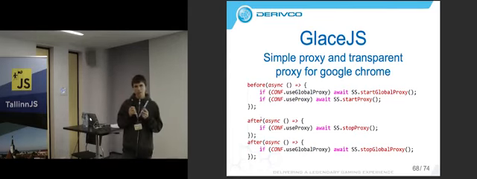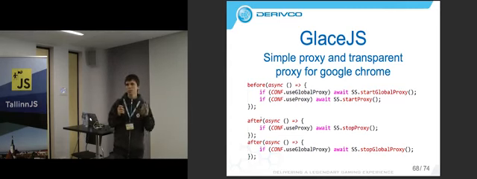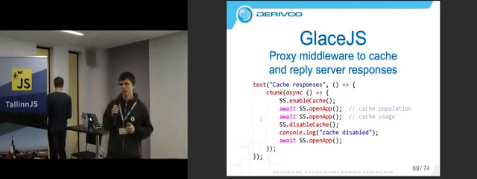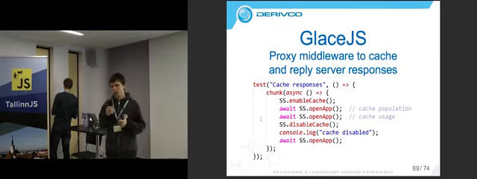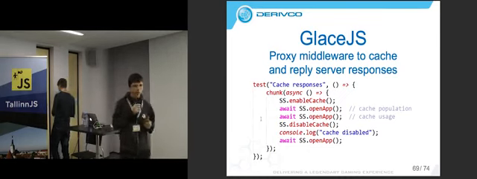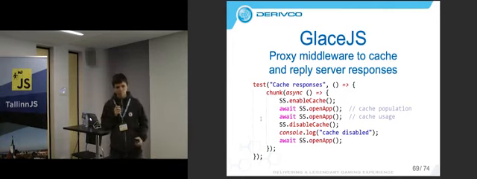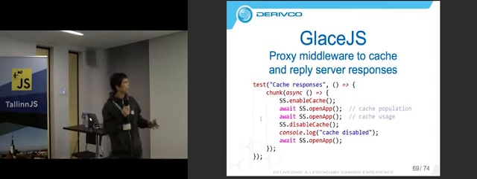Okay. Also, Glide.js includes proxy subsystems. And it supports two types of proxies: a simple HTTP proxy and a global transparent proxy, which is used for Google Chrome, because Google Chrome provides options to connect to an external proxy and to send requests transparently there. As it supports a proxy subsystem, it also supports some proxy middlewares, for example, middleware to cache and replay server responses.